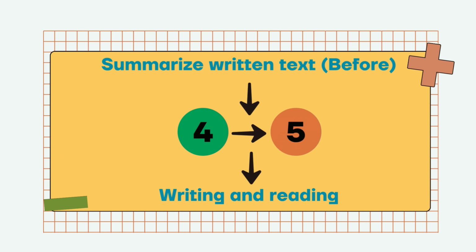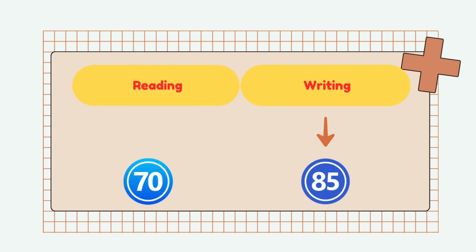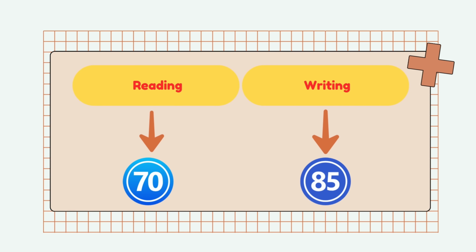The most important update is that summarize written text earlier hardly contributed some 4 to 5 marks towards your writing and reading, but now from 2 questions it contributes approximately 19 to 20 marks towards your writing and reading separately. That makes this module very, very critical, very important, especially if one is aiming for that 85 in writing and 70 in reading, because writing and reading are completely covered from this summarize written text.